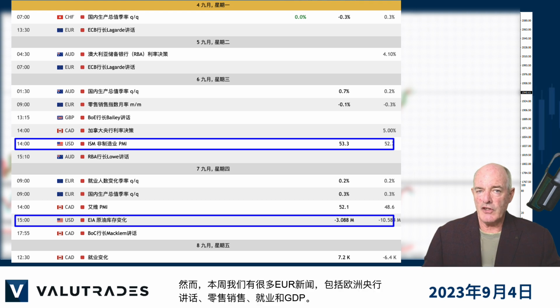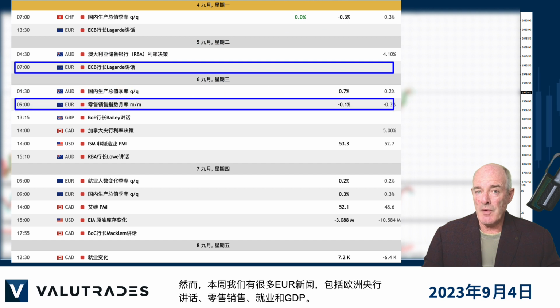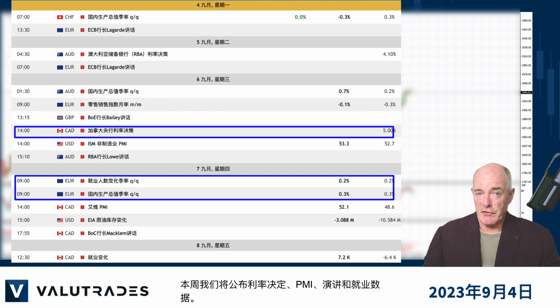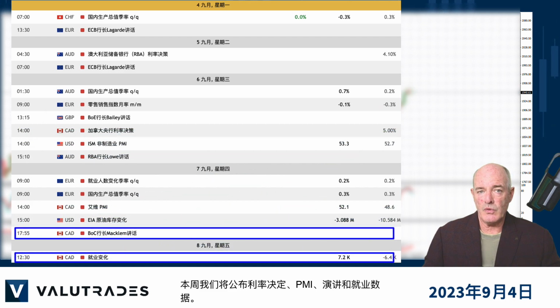However, we have lots of euro news this week from the ECB speeches, retail sales, employment, and GDP. As well, if the price of crude changes, as we mentioned earlier, this will always affect the Canadian dollar, and we have an interest rate decision, a PMI, a speech, and employment data out this week.